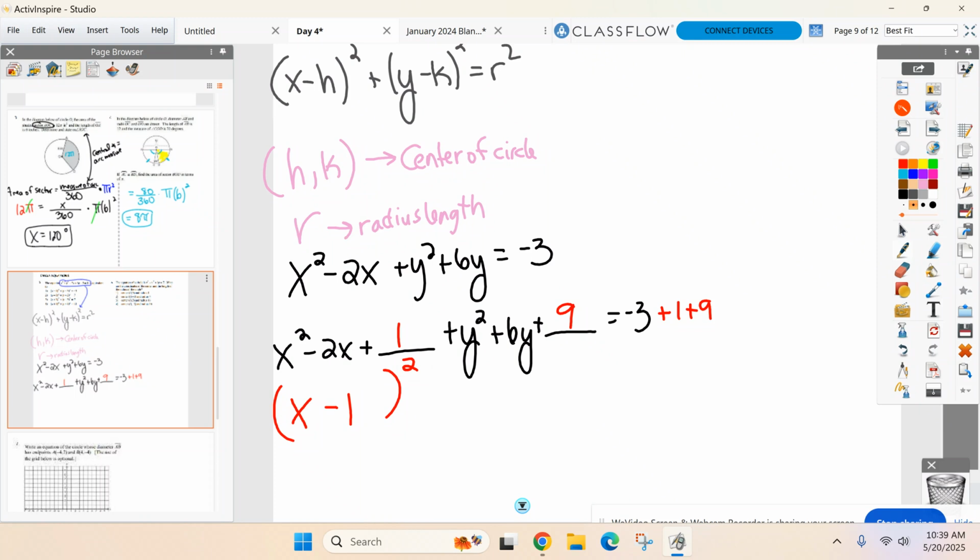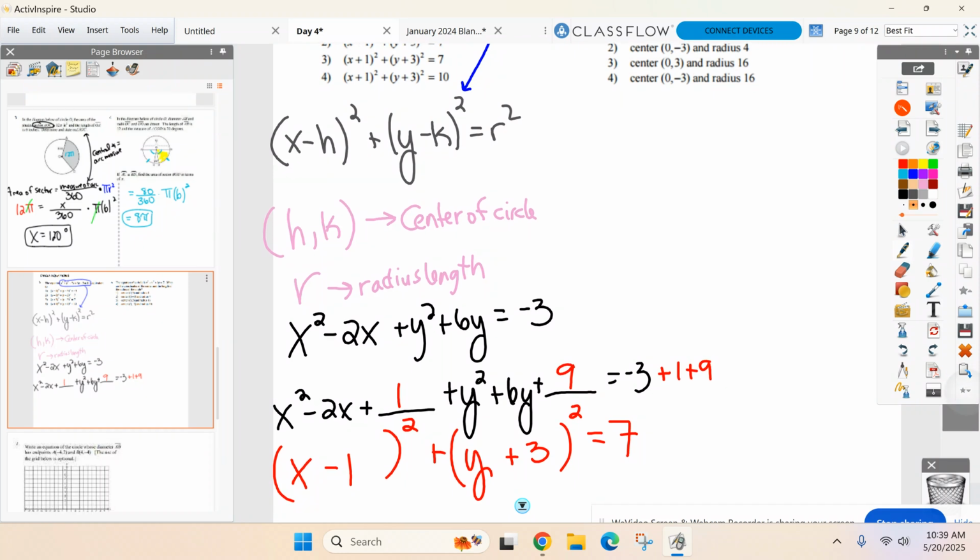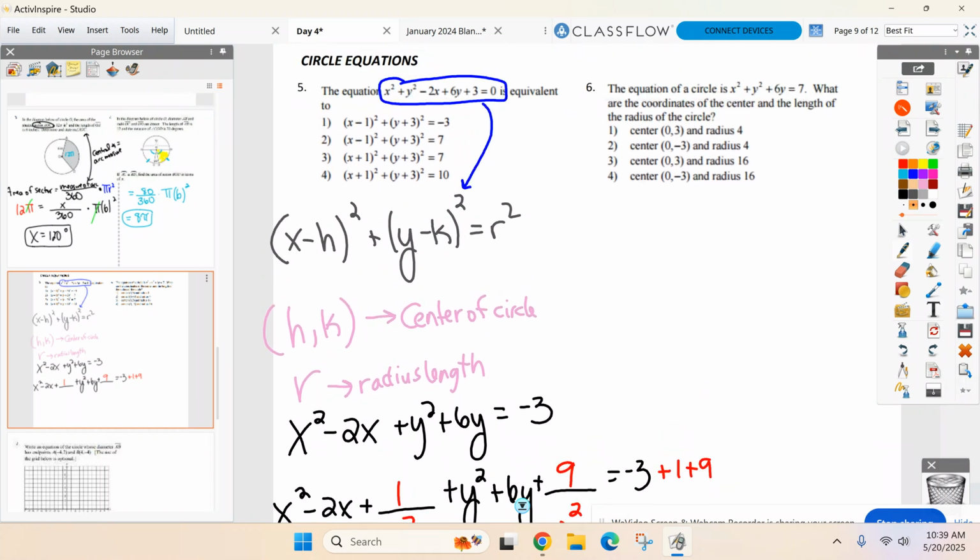Well, what was the half? We'll talk about it in a second. Two numbers that multiply to 9 but add to 6. 3 and 3. The hack was just take your b value and divide by 2. That's how you can get the numbers inside. Take your b value and divide by 2. And then what am I looking at here? 7? Okay. So that should match one of our choices then. x minus 1 squared plus y plus 3 squared equals 7. Choice 2.